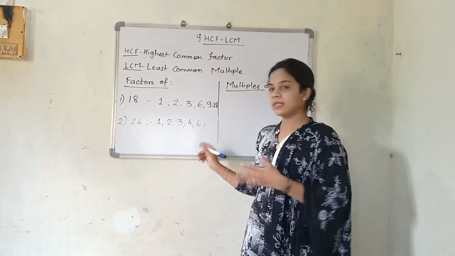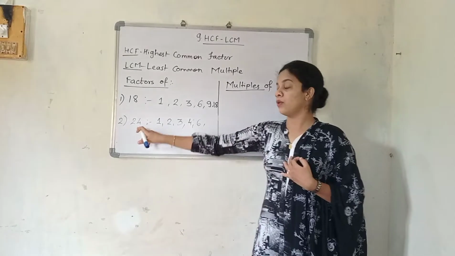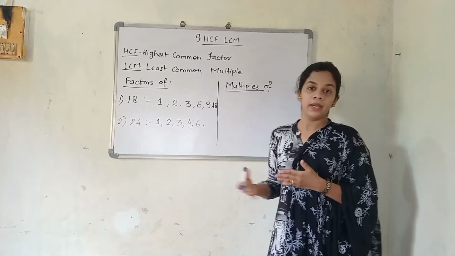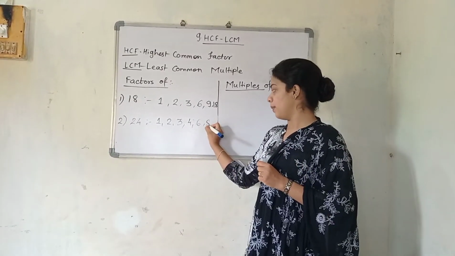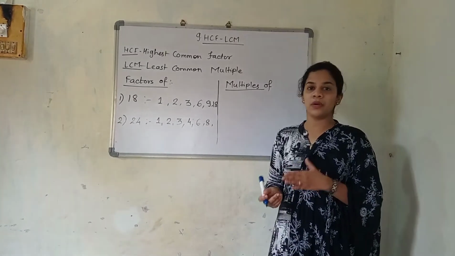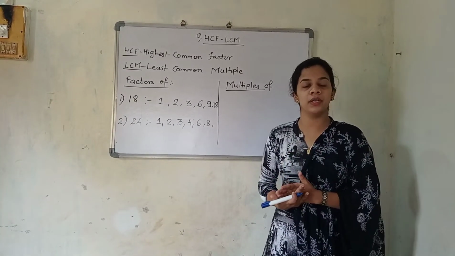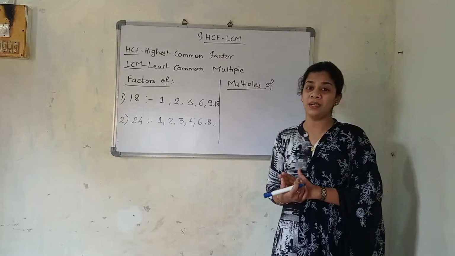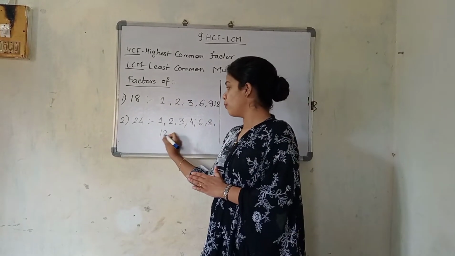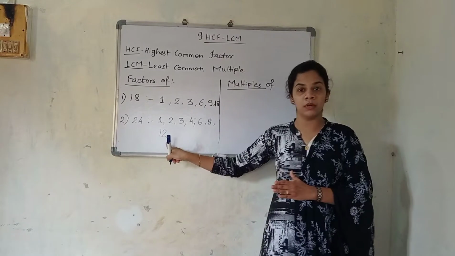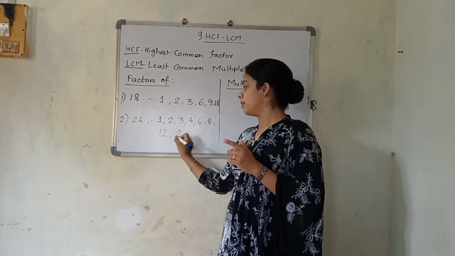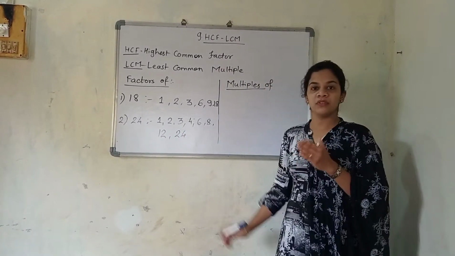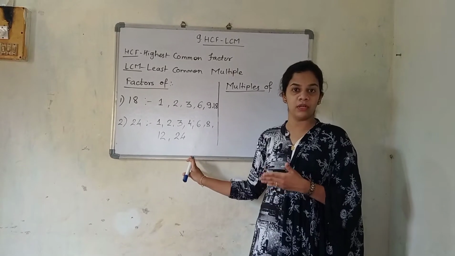So 6 will come. 7, no, in 7's table 24 doesn't occur. Then we will see for 8. 8 3s are 24. So 8 will come over here. 9's table, 24 is not coming. 10's table, 24 is not coming. 11's table, 24 is not coming. 12's table, 12 2s are 24. And as I have told you, when you reach half of the number, then directly take the main number, that is 24 itself. So these are the factors of a particular number.